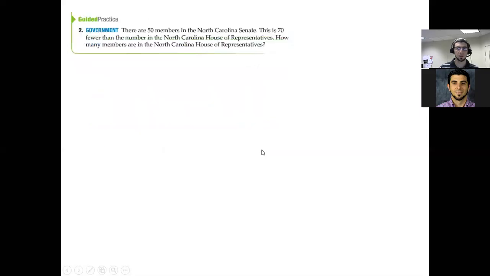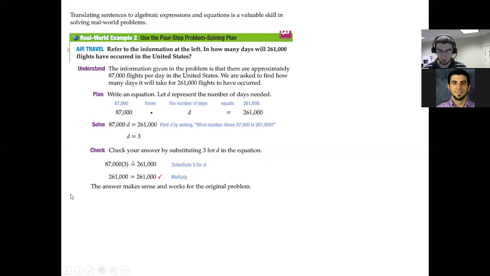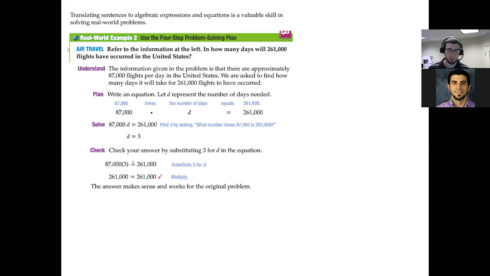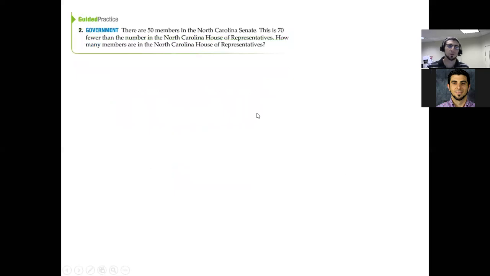The answer makes sense and works for the original problem. Now remember, when you're reporting your final answer for the problem, you want to say 3 days. You want to put the units, that's plural, on your answer, since the number means something in the context of the problem. All right, so here's one for you to try. Go ahead and read it, pause the video, and hit play when you're ready.